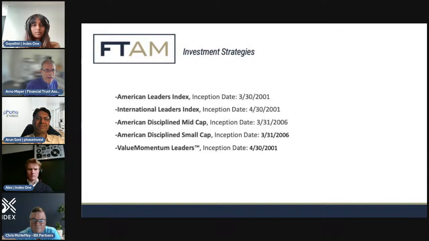So we run a lot of different investment strategies for our clients, and we have 5 of those different strategies available on the BX index. They focus all on different areas, and I'm going to be really brief in describing some of them because our real main focus is going to be on the value momentum leader strategy, or specifically the value and the momentum premia that exists. But our first 2 strategies, American leaders and international leaders, focus on the size factor.